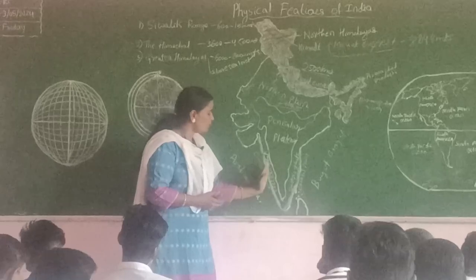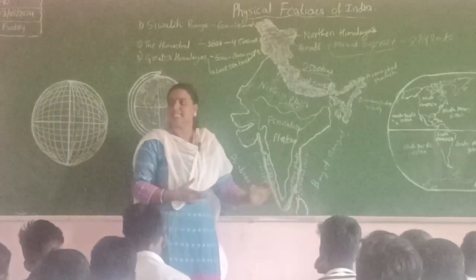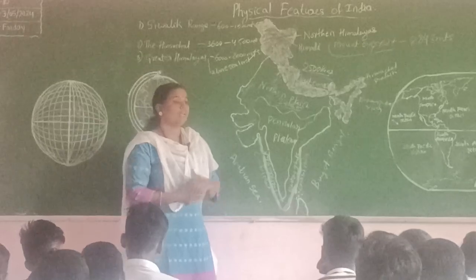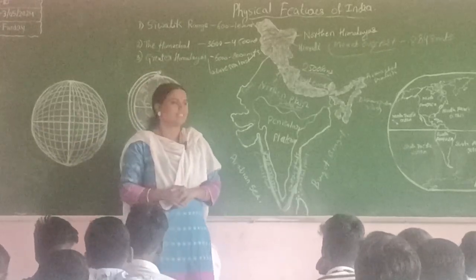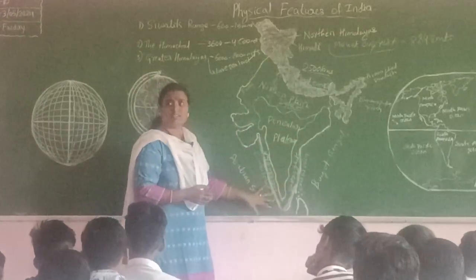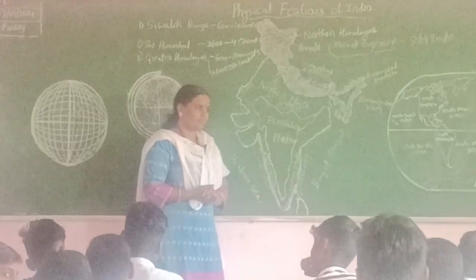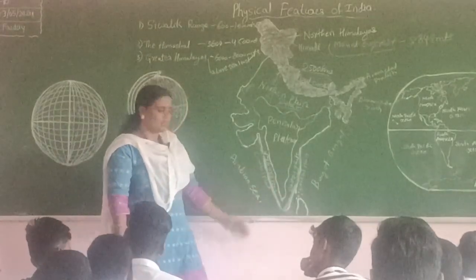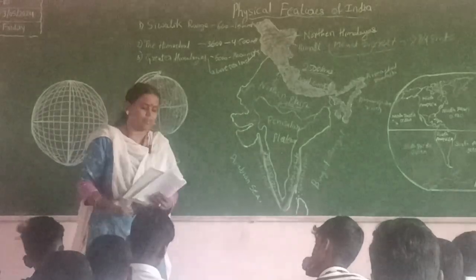And after the coastal plain we get the Western Ghats and Eastern Ghats, which we have already seen in Karnataka's Western Ghats. So these are the Western Ghats and the Eastern Ghats. Here we can see about this coastal plain and the peninsular plateau.